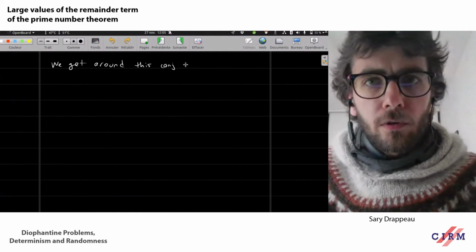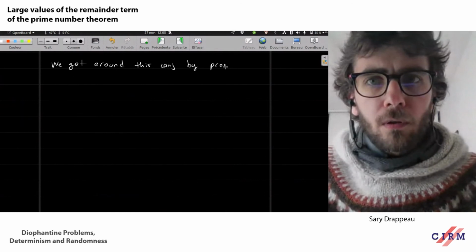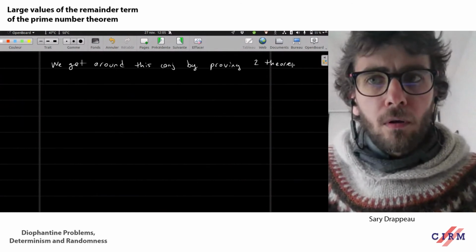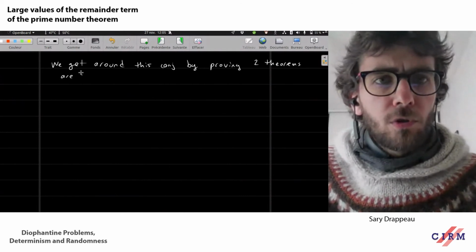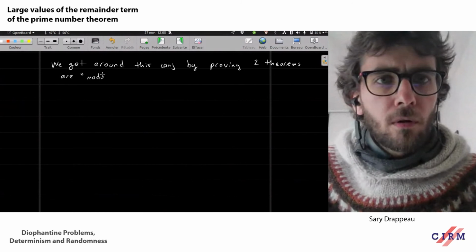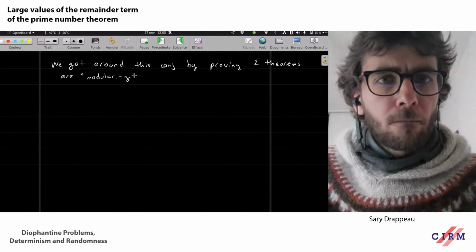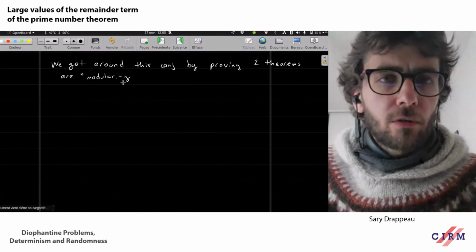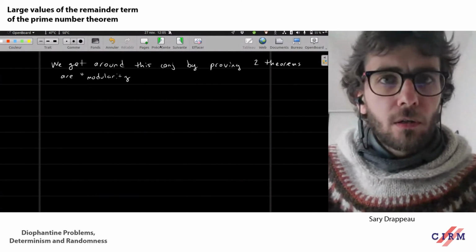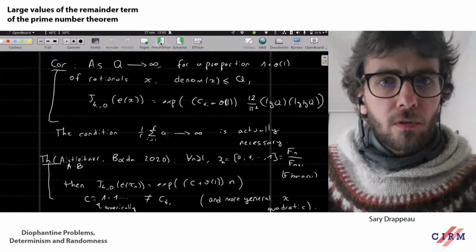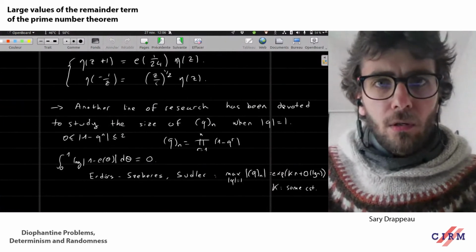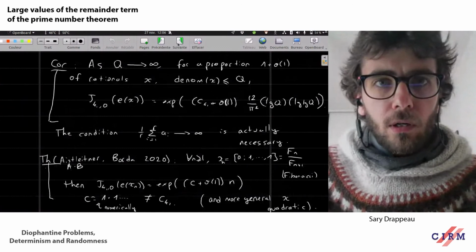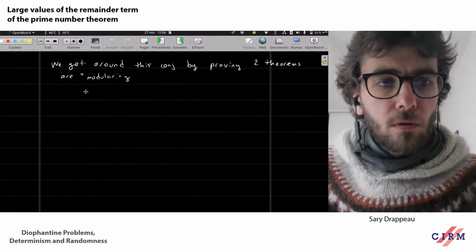By proving two theorems, which are modularity looking, a modularity relation much like the one I wrote before for eta. Let me go back to it for an instant. Much like this one, but having to do with the Pochhammer symbol.